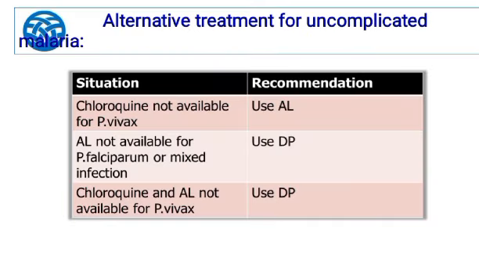Alternative treatment for uncomplicated malaria. Situation: chloroquine not available for Plasmodium vivax. Recommendation: use Quartem or AL. If Quartem or AL is not available for Plasmodium falciparum or mixed infection, recommendation: use DP. If chloroquine and Quartem or AL are not available for Plasmodium vivax, use DP.